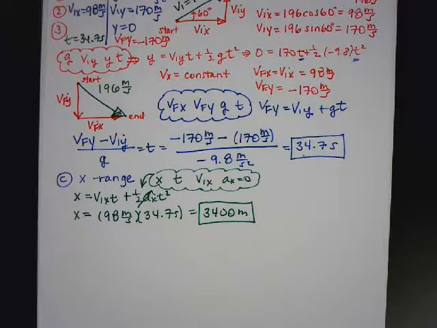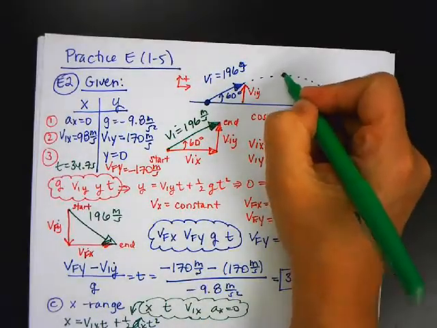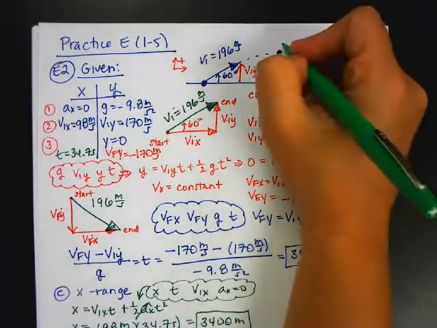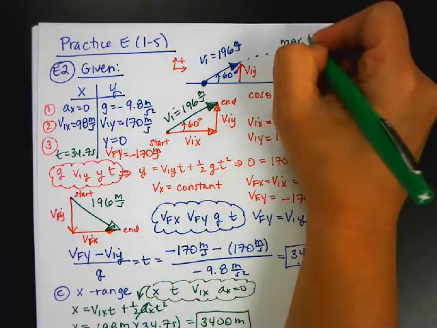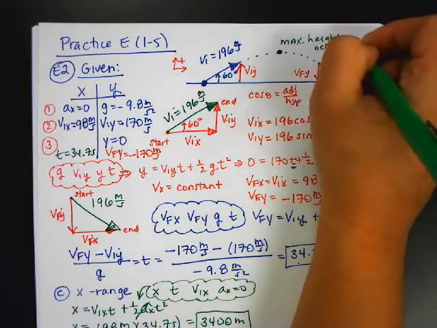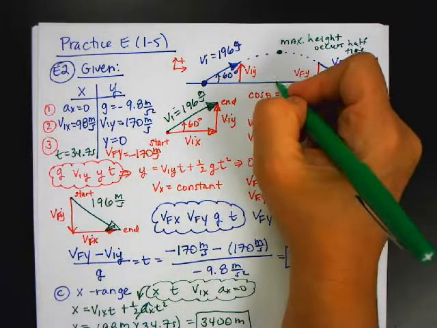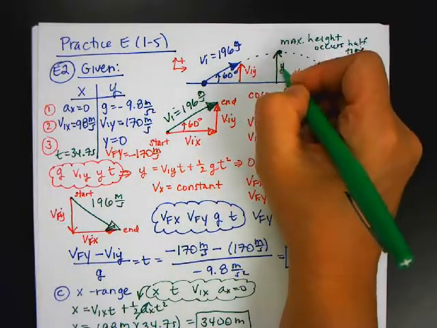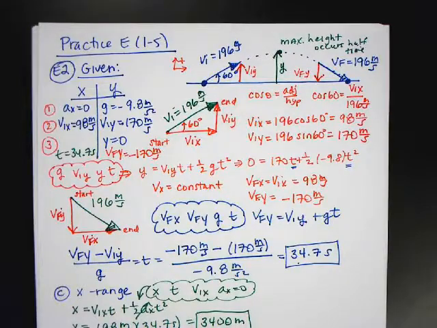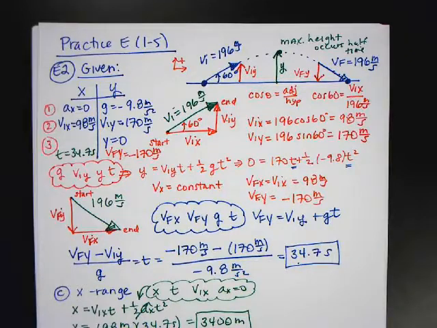All right, part D says calculate the maximum height. So first of all, what are they talking about, the maximum height? The maximum height is up here. So first of all, the maximum height is going to occur in half the time it takes to go from here to here. So this maximum height here is going to be y. So when I calculate it, it should be positive, because remember, I'm measuring from the ground up. Okay?